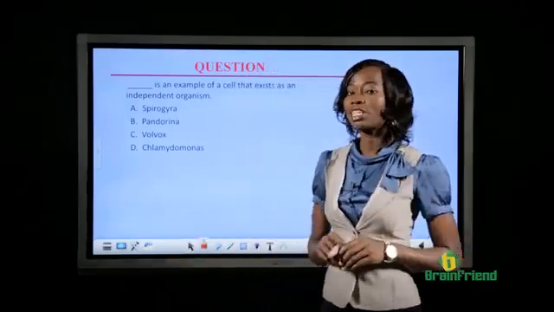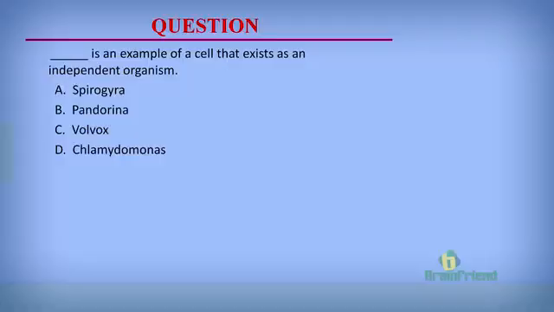Okay, to find out how well you've learned from this lesson, I'd like you to take this question. Dash is an example of a cell that exists as an independent organism. The first option there is Spirogyra, the next is Pandorina, then Volvox, and Chlamydomonas. The correct answer here is Chlamydomonas. It is an organism that is made up of a single cell that is existing as an independent organism.